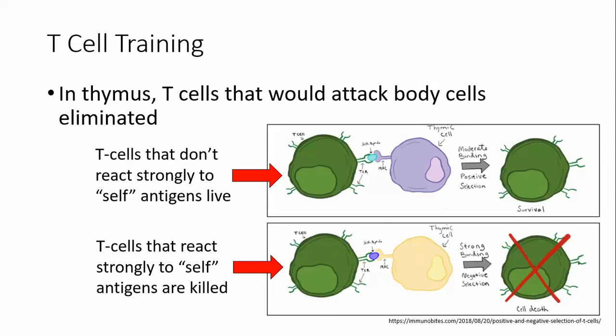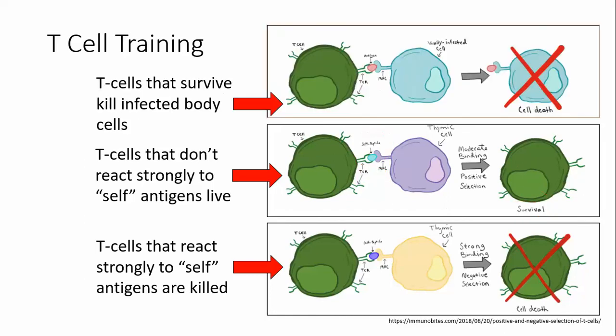On the other hand, if the T cell doesn't react very strongly to an antigen, so this is that same T cell, but it's reacting very weakly to another self-antigen, since it doesn't really react strongly to it, it gets to live. And if it gets to live, it goes out and wanders around, and if it encounters a virally infected cell and that antigen, it will destroy that cell. You want this cell to not be one of your body cells, because if you start destroying your body cells, how are you going to be able to stay alive?